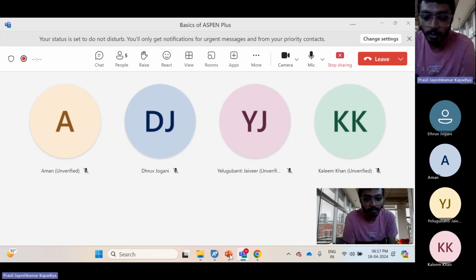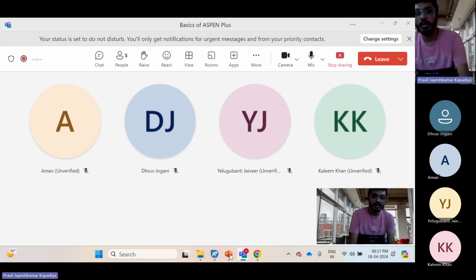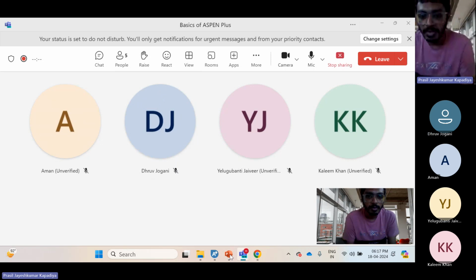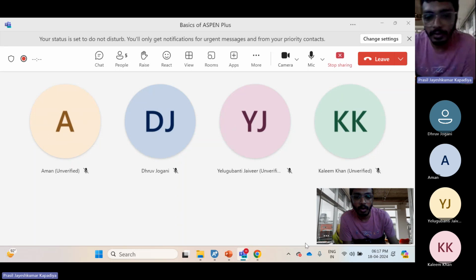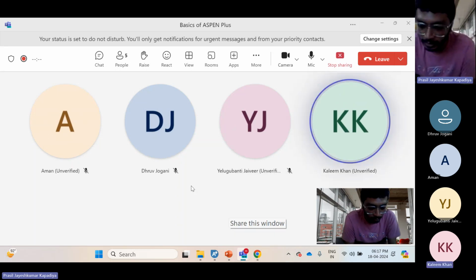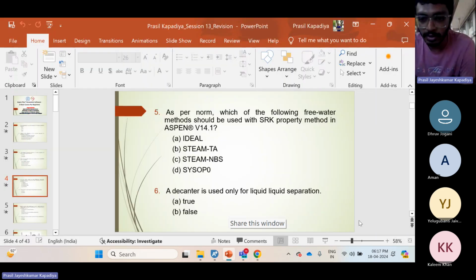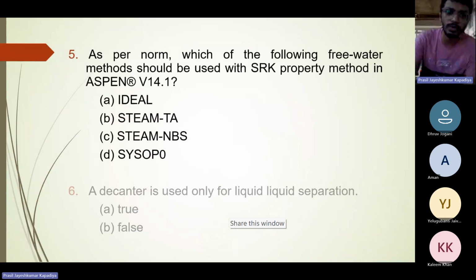Density is different, right? For both the liquids. Water is lighter than oil. Yes, both have different densities. So based on that density, we can completely separate oil and water. This decanter is only used for separation of liquids based on density. Okay, so this was the sixth question.